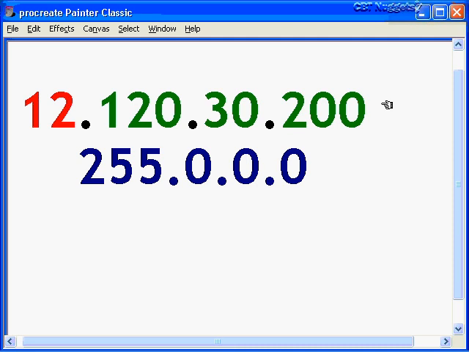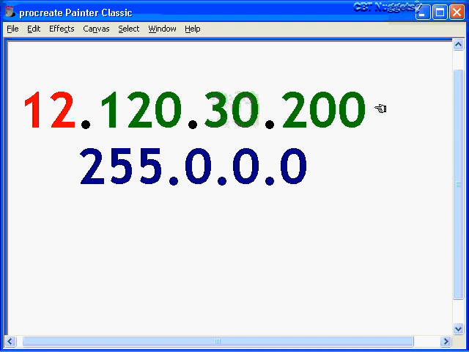Here's a Class A address. Why? Because the value of the first octet falls between 1 and 127. It's 12. So, according to the specification, the first octet is the network, and the remaining 3 octets, or 24 bits, represent the host. As you can see here, with a Class A address, I've only got a handful, 126 potential networks. But within each one of those networks, I can have a whole heck of a lot of hosts. 2 to the 24th power hosts.